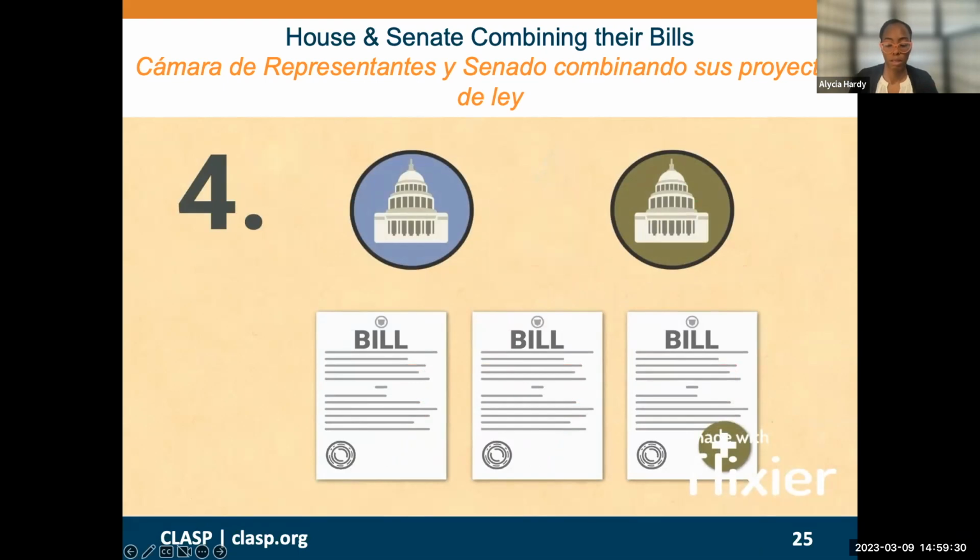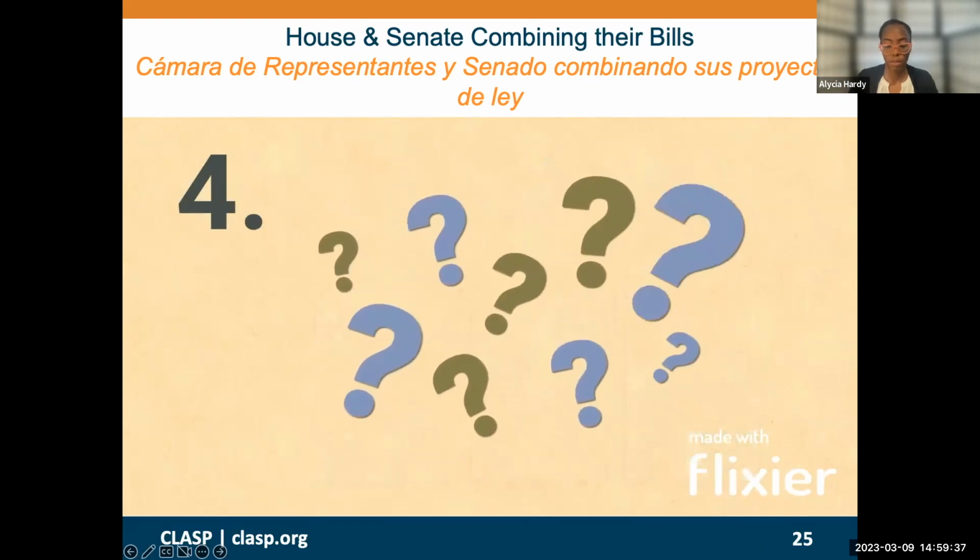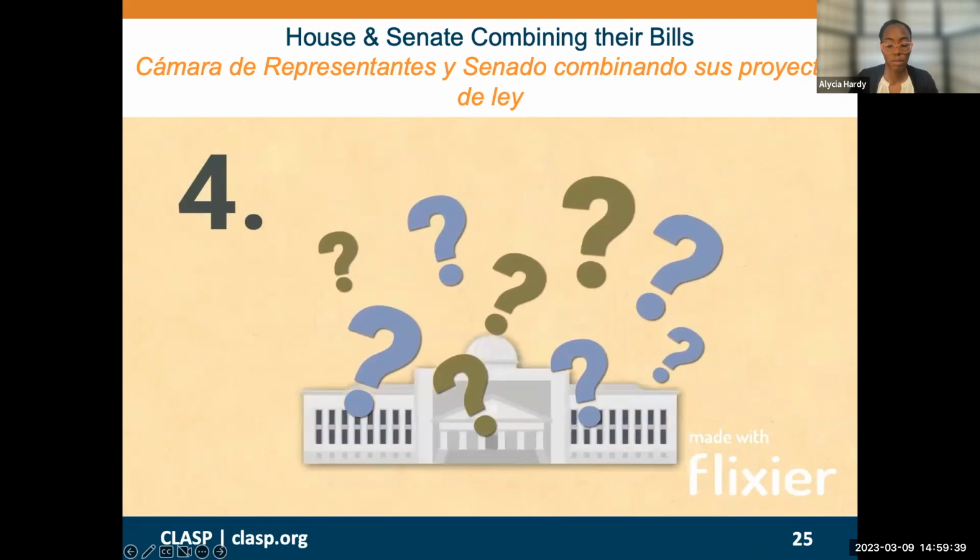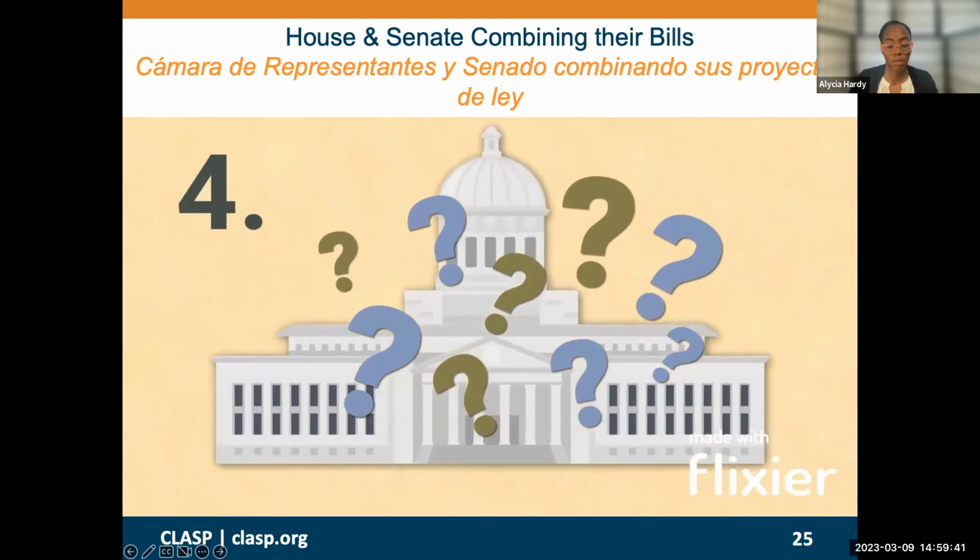It can take a very long time to have both the House and Senate agree on all the bills. It is normal if this sounds confusing and complicated. It is confusing and complicated even for people who have been in Congress for a long time.